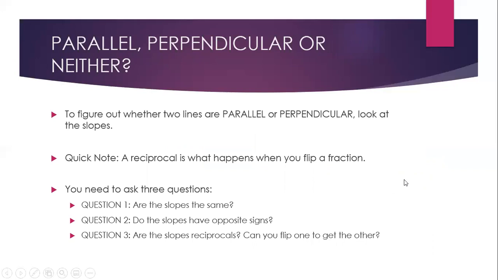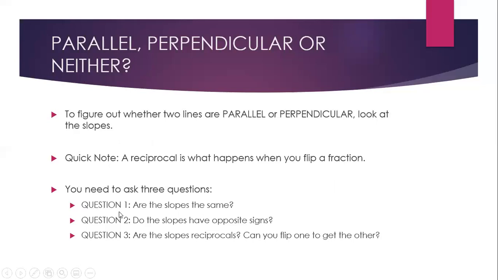Okay, so now let's take that information and use it to determine whether two lines are parallel or perpendicular or even neither, because they could be neither. They might not be either one. Again, a reciprocal is what happens when you flip a fraction. So here are 3 questions we want to ask.